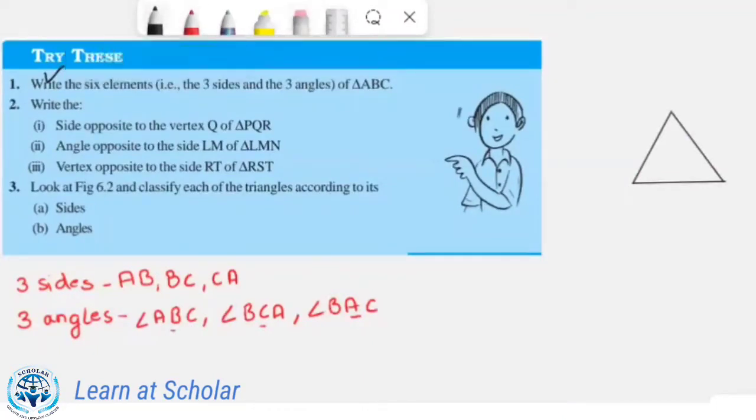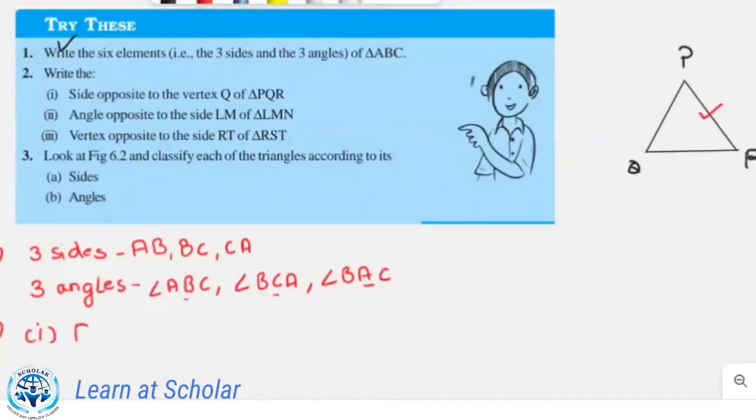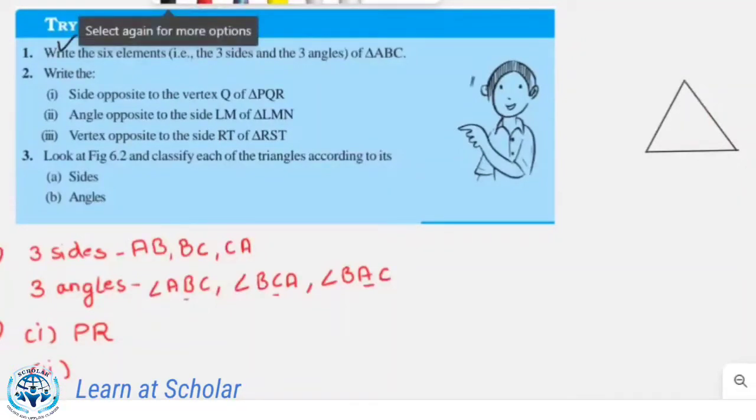Now the second one. Write the side opposite to the vertex Q of triangle PQR. So we have named the triangle PQR to solve the second question. The first part is we have to find out the side. So the side opposite of Q is PR. In the second one, angle opposite to the side LM of triangle LMN.